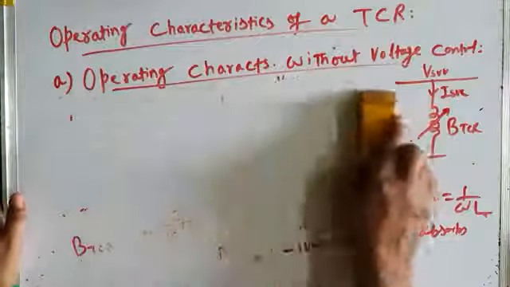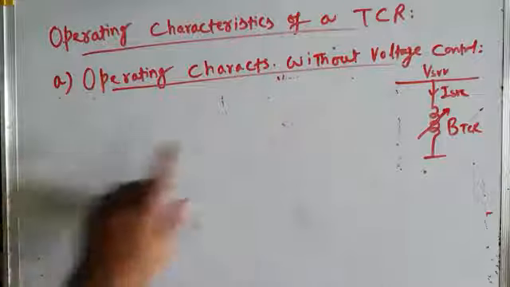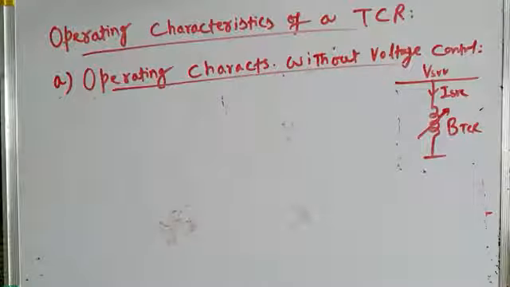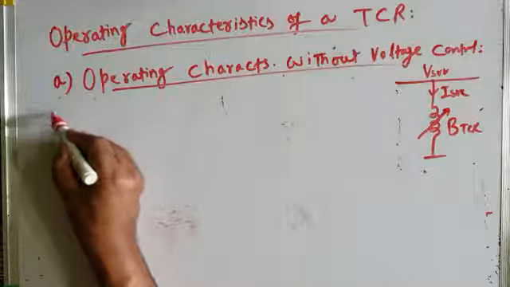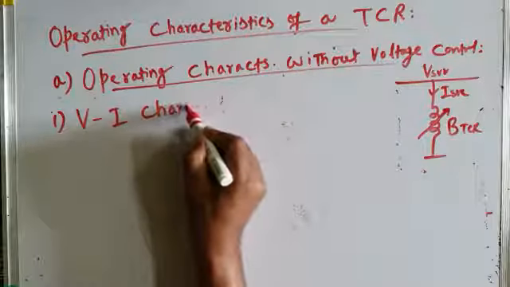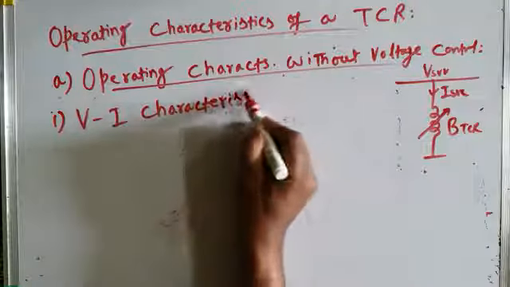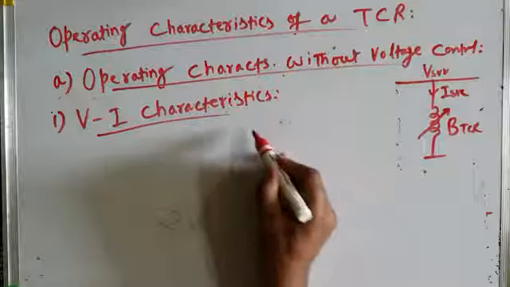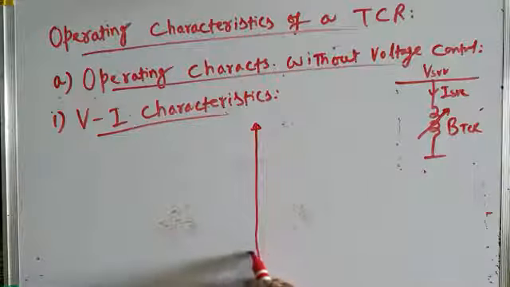Now what are the various operating characteristics without voltage control? Fundamentally, there are three operating characteristics of a TCR without voltage control. One is called the VI characteristic, another is the SVC susceptance versus TCR susceptance characteristic, and third is the current characteristic. We will discuss them briefly one by one. So first is the voltage current characteristics, VI characteristics of TCR for open loop or without voltage control. So these VI characteristics will look like this.